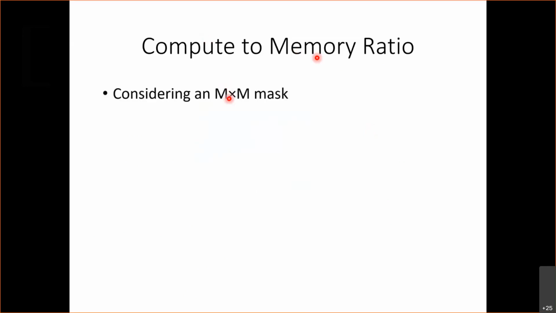If we have an M by M mask, what is going to be the compute to global memory access ratio for the non-tiled version? Let's start with the non-tiled version. Without tiling, if we have an M by M mask, how many global memory loads does each thread perform? M squared. Right, M squared. So every thread is going to load M squared elements from global memory.